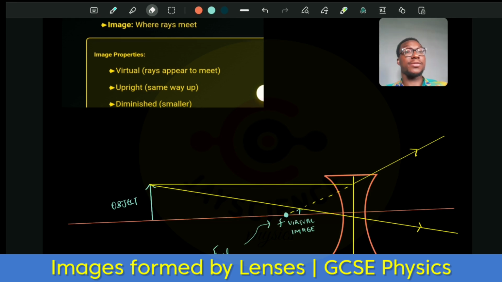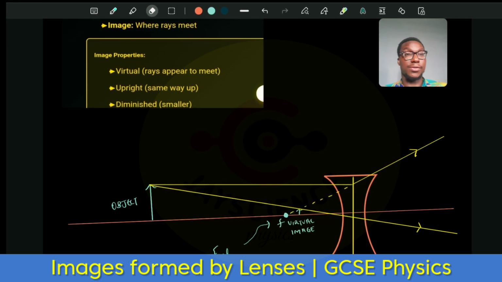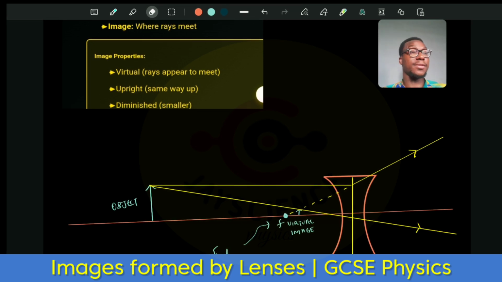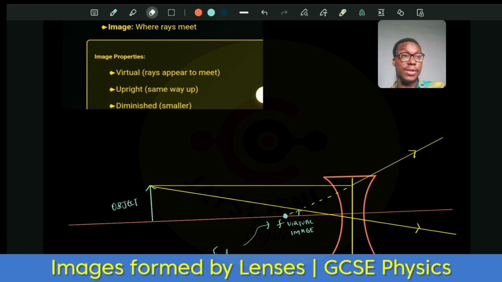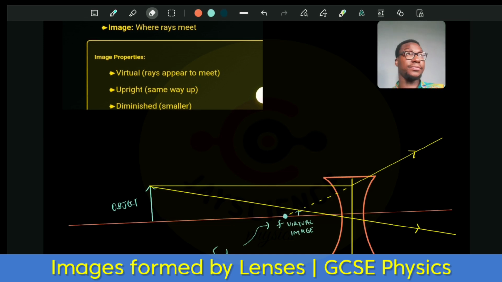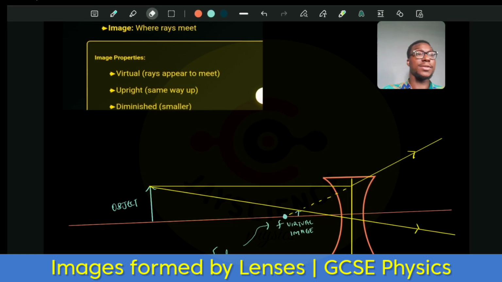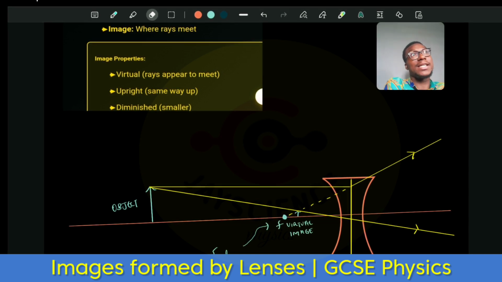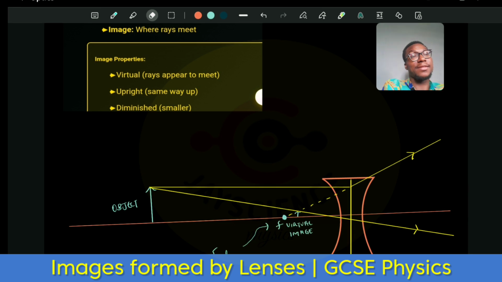The images are always virtual, one. They're always upright, two. They're always diminished in all cases, regardless of where you place the object. But for convex, you see the difference. Convex, it is real up until the focal point, and it becomes virtual once the object is placed lesser than the focal length.